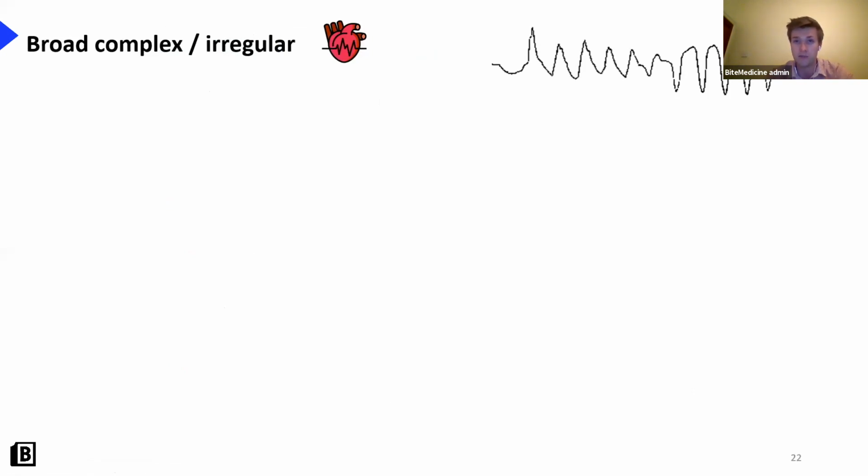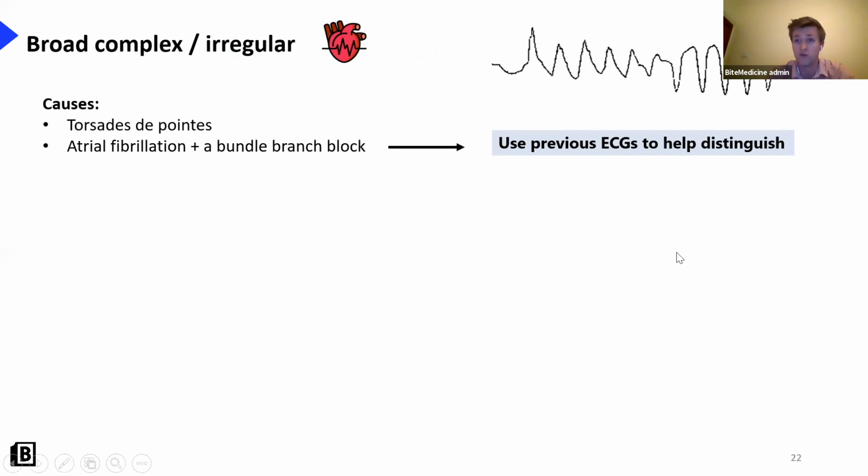So just going through it in a little bit more detail. Causes of a broad complex irregular tachycardia would be torsade de pointes, or atrial fibrillation, which we all know is our classic irregular ECG rhythm, plus a bundle branch block. So we're seeing this thing again where bundle branch block can cause wide QRSs, therefore it can make interpretation of these ECGs a little bit more difficult.